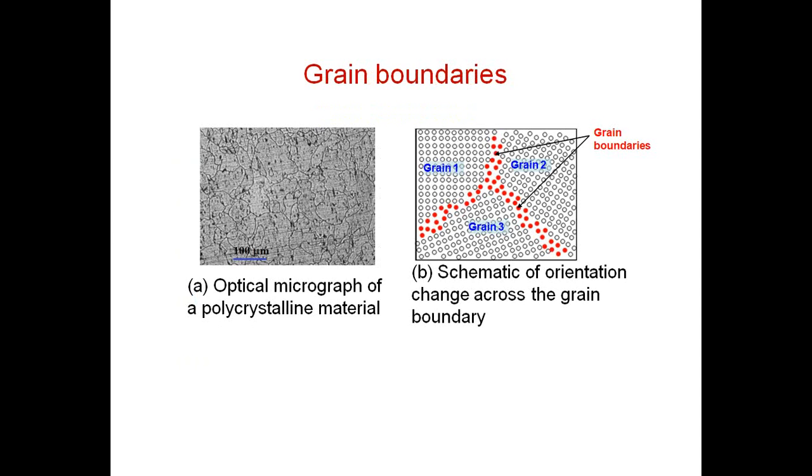So here you see the grains, different grains, different orientations of the atoms in the lattice. So here this orientation is different, and here it is different, and here it is. So these are the three different grains. And this is the region that separates the different grains, that is the grain boundary.